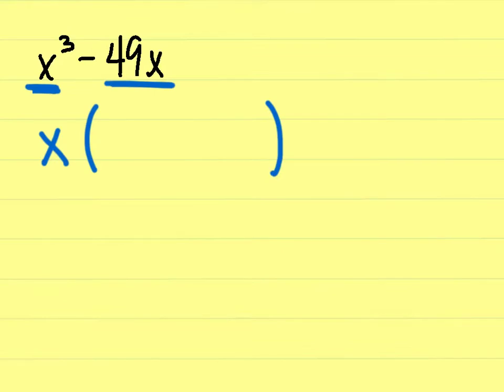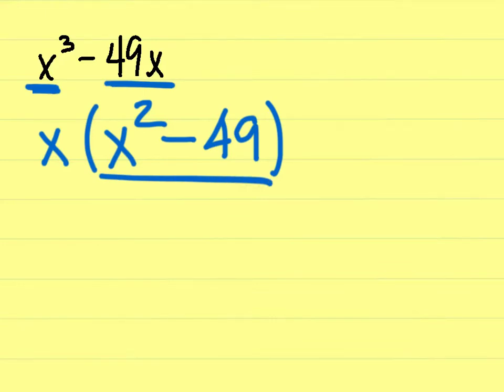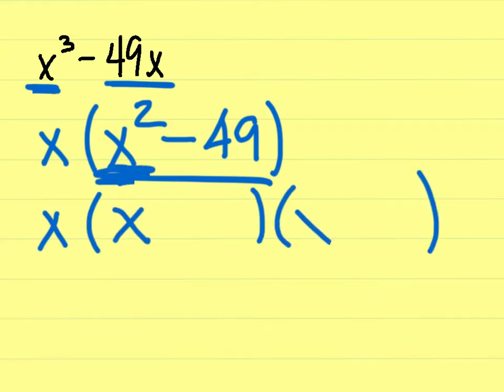So if I take an x out of x to the third, I'm left with x to the second. If I divide 49x by x, I'm just left with 49. So once you get to this point, you have a difference of two squares. So once you have a difference of two squares, you need the square root of this one and this one. 49 would be a 7. So that would be plus and then minus. So your final answer is x times the quantity x plus 7 and times the quantity x minus 7.